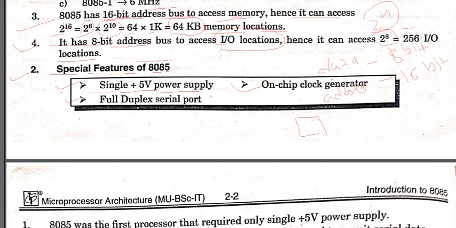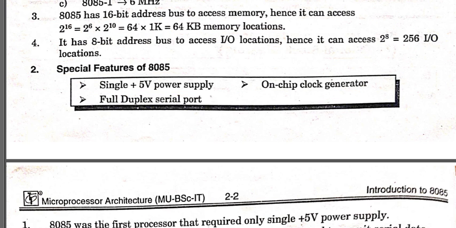Third one, full duplex serial port, means the communication will be a full duplex mode, means sender and receiver both can send and receive the data at a time. Then we'll study it in detail.